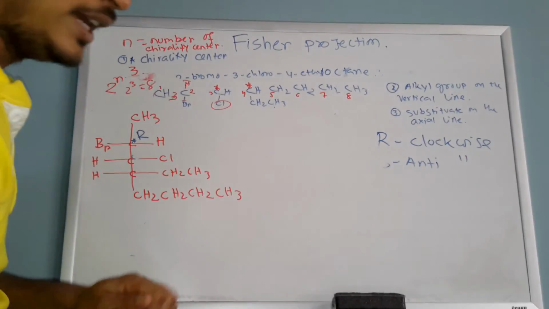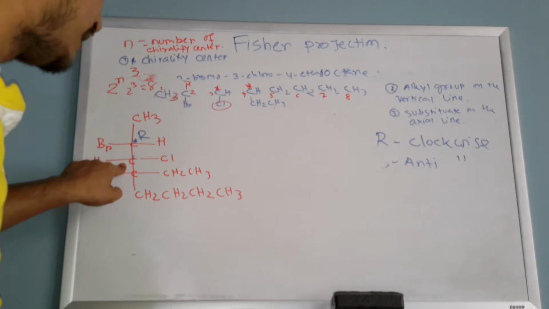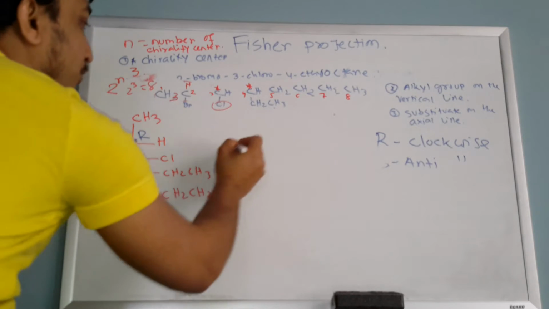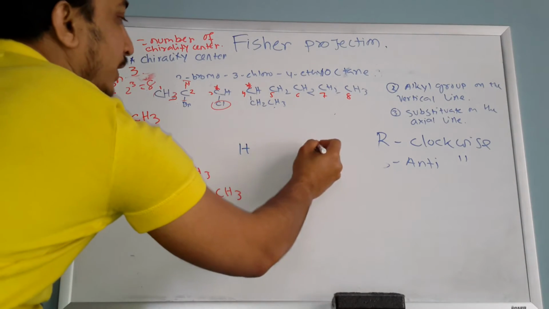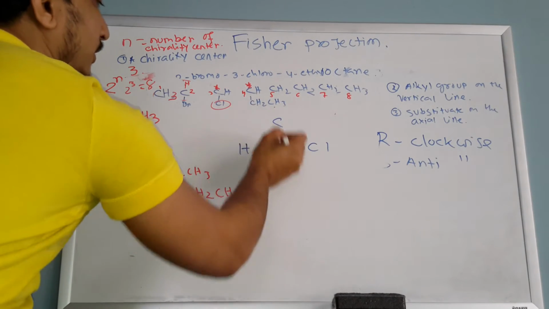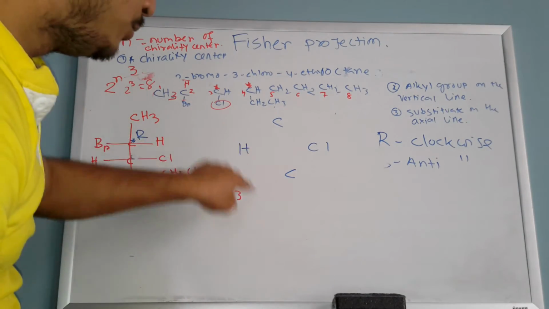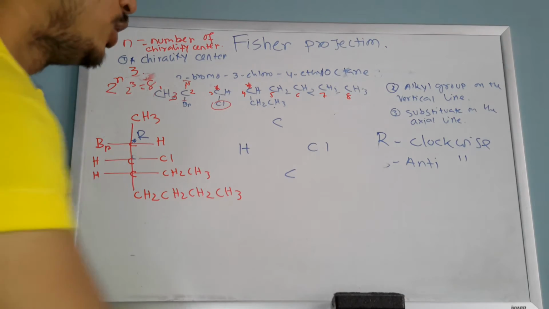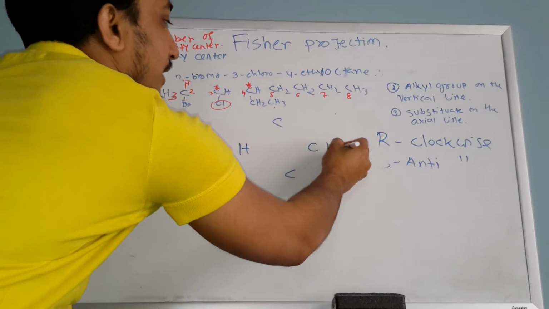Let's talk about the, which one? Next one, this carbon number 3. How is my carbon number 3 filled up? With one hydrogen, one chlorine, one carbon and carbon. Between these four, there's force. Which atomic number is high? Chlorine atomic number is high, number 1.